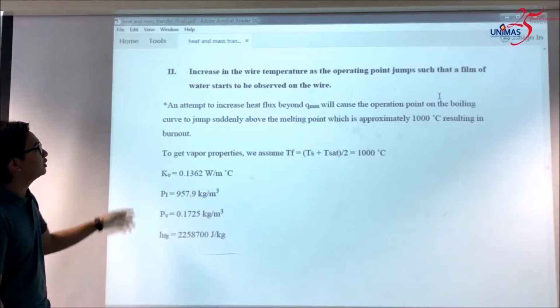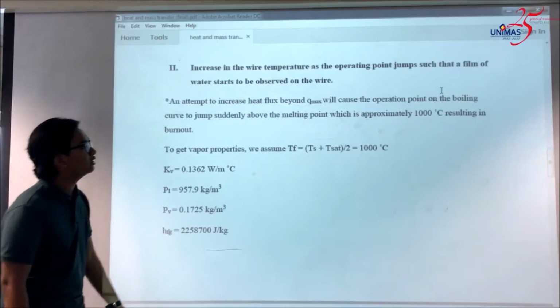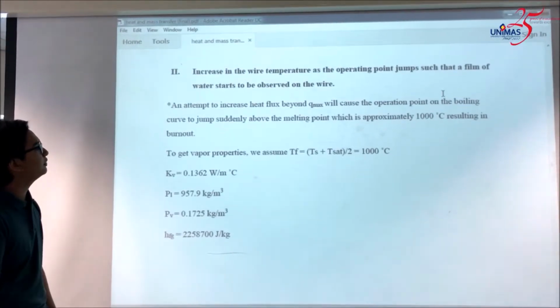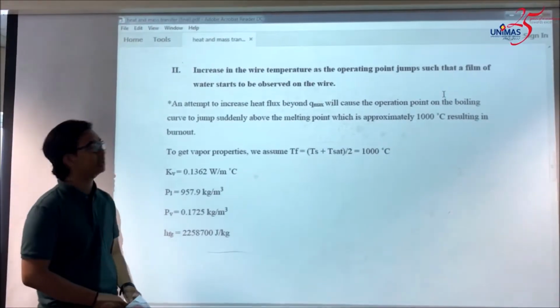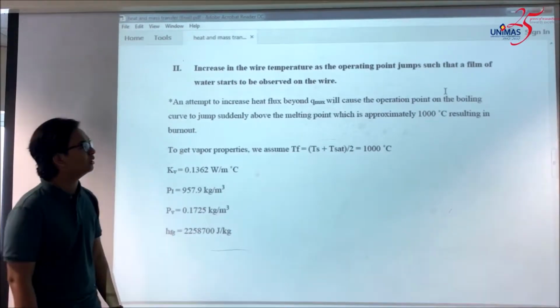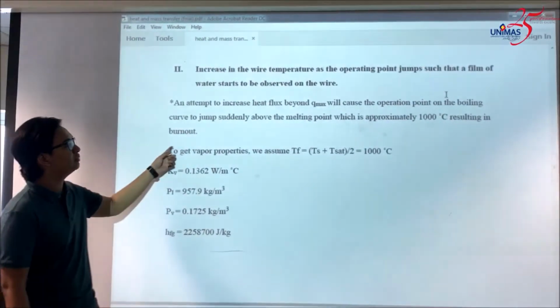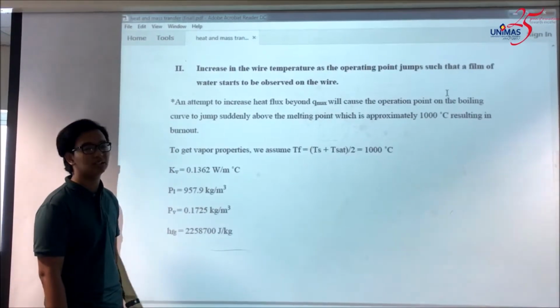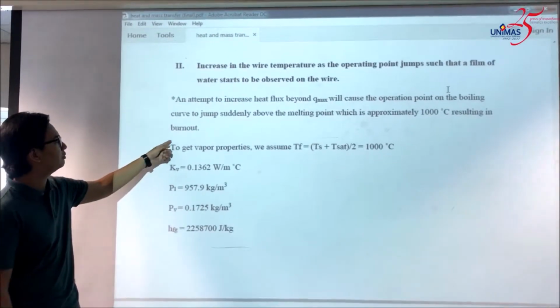For question 4A2, increase in the wire temperature as the operating point jumps such that a film of water starts to be observed on the wire. An attempt to increase heat flux beyond Qmax will cause the operating point on the boiling curve to jump suddenly above the melting point, which is approximately 1000 Celsius, resulting in burnout.